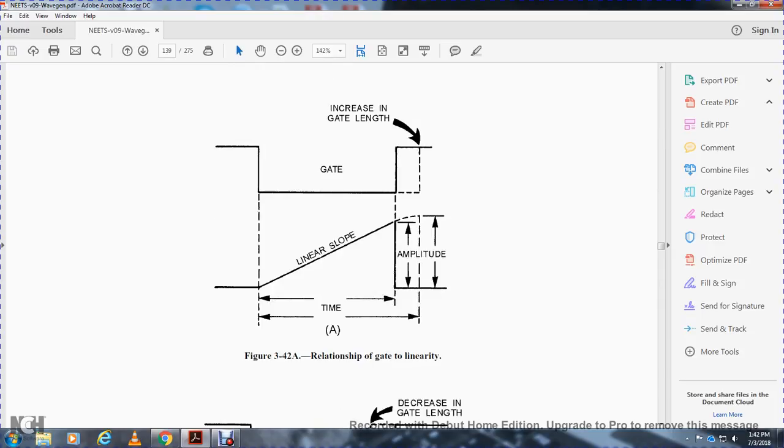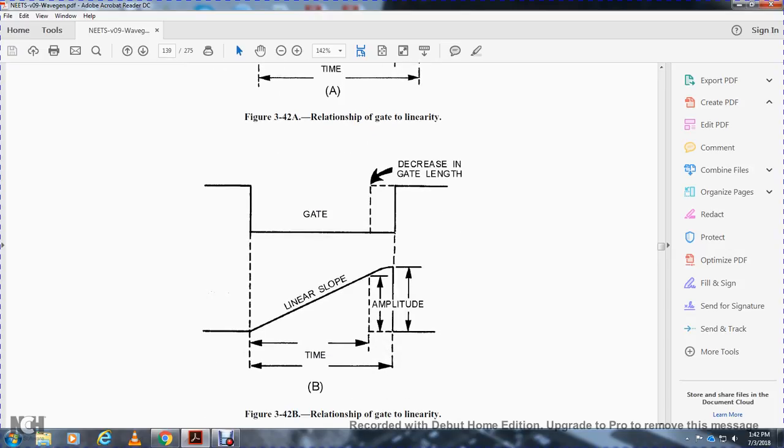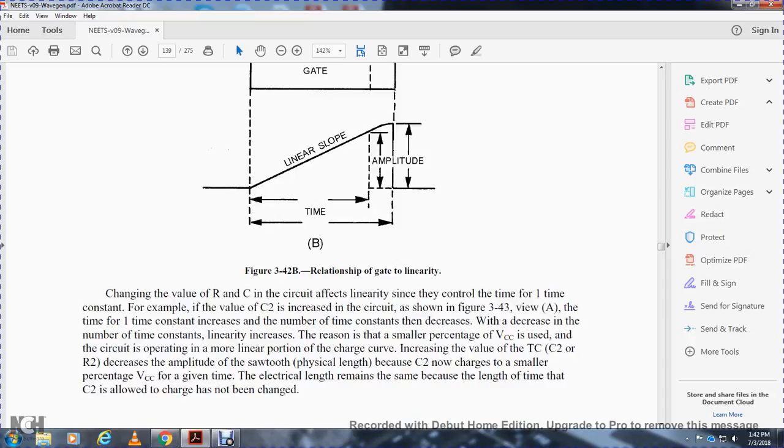Figure 342A shows the relationship of the gate, linearity, linear slope, time, and the amplitude of the gate with an increase of the gate length. Figure 342B shows the relationship of the gate, linearity, linear slope, amplitude, and time with a decrease of the gate length. Changing the values of the resistor and the capacitor of the circuit also affects the linearity, since they control the time of one time constant.